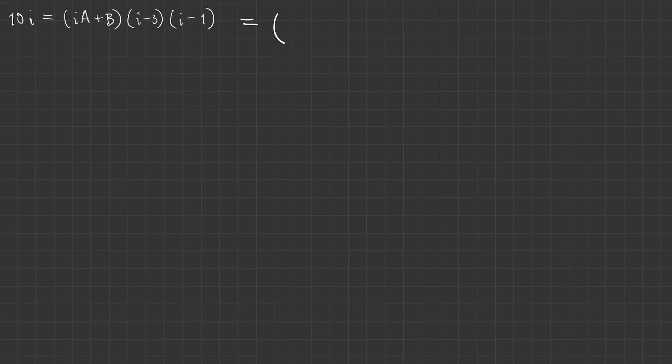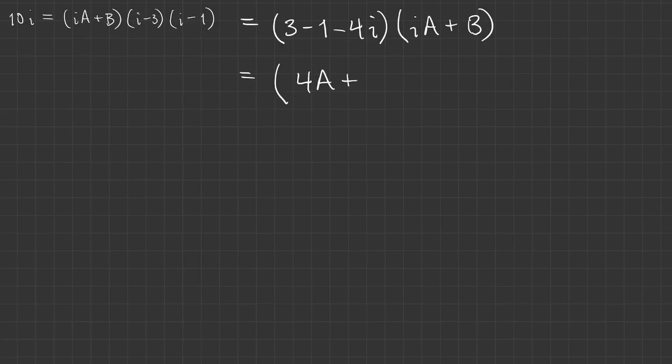If I multiply the second and third of these numbers together, the real part is 3 plus i squared, that's 3 minus 1. And then I have negative 3i and negative i. And if I multiply these together, I have two real terms and two imaginary terms. So this all has to equal 10i.